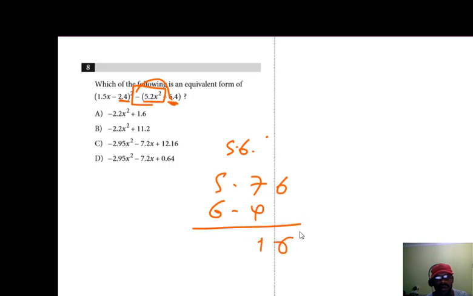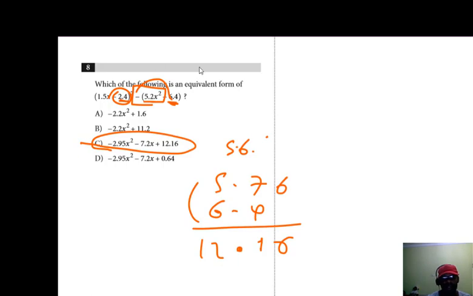So 6, 1, 11, 12. Where is 11.6 positive? So the only choice that I have is here. Okay, this is another way instead of multiplying.